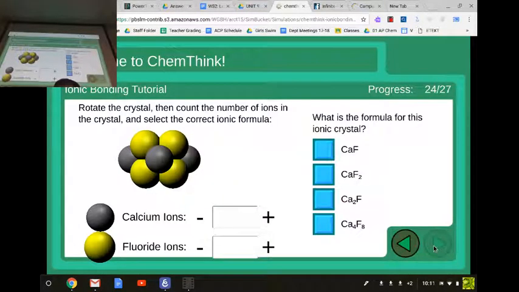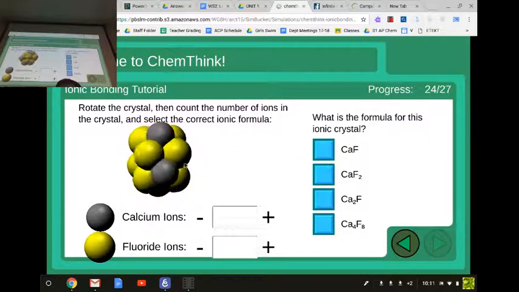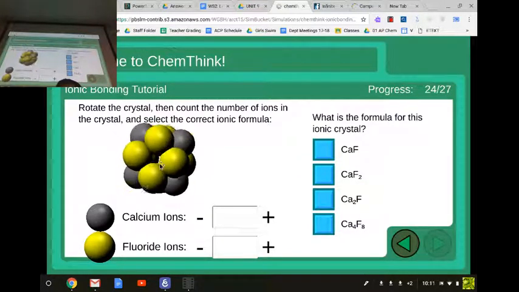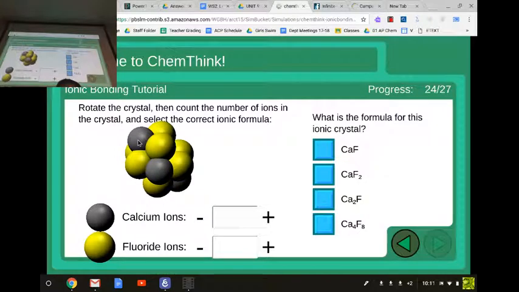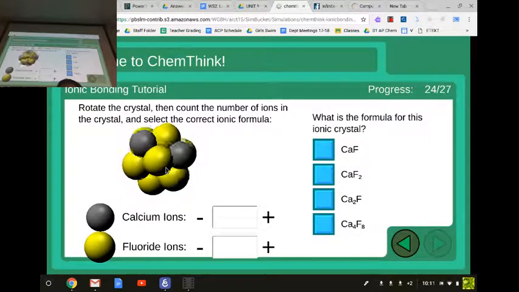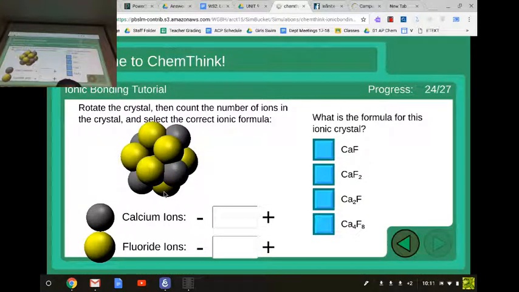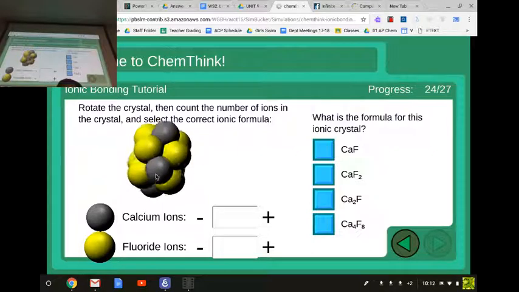Now, looking at this one. This is calcium, and this is fluorine, and it is a giant conglomerate. Can somebody tell me, the calcium are the gray ones, how many calcium ions are present here? Hold on. 8. Calcium are the gray ones.